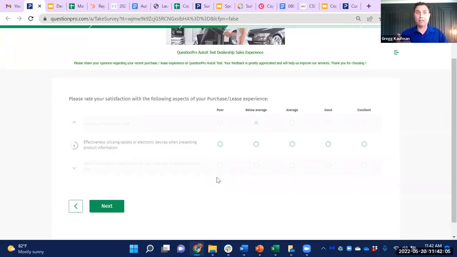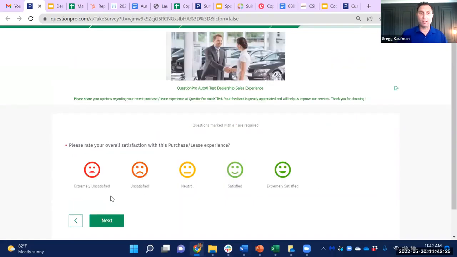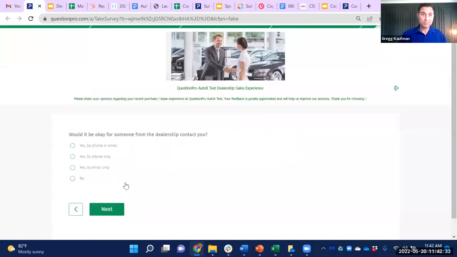Effectiveness utilizing tablets and electronic devices. We know this is a big move the industry shifted towards. So we're going to say, yes, they were excellent with that. The sales consultant consideration for my time. Oh, nope, that's the reason I'm upset. Negotiation process was clear and efficient. Yeah, that was okay. And vehicle was delivered in showroom condition. Yep, that was excellent. Okay, so now we've just captured a couple of bits of information. We're going to say, overall, we were unsatisfied because it just took 7 hours to buy the car.